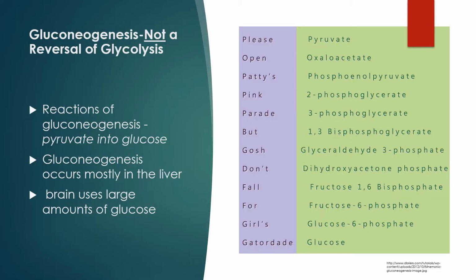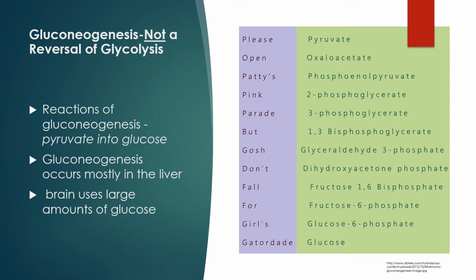Okay, gluconeogenesis is not a reversal of glycolysis. Now, I found a lot of references or a lot of information that says it is a reversal. But the recent literature states very significantly that it is not a reversal. The reaction is to turn pyruvate into glucose. And gluconeogenesis occurs mostly in the liver. And we need this because at no time do we need to be without glucose. Of course, we know that our muscles need glucose, but what about our brain? Our brain needs very large amounts of glucose.